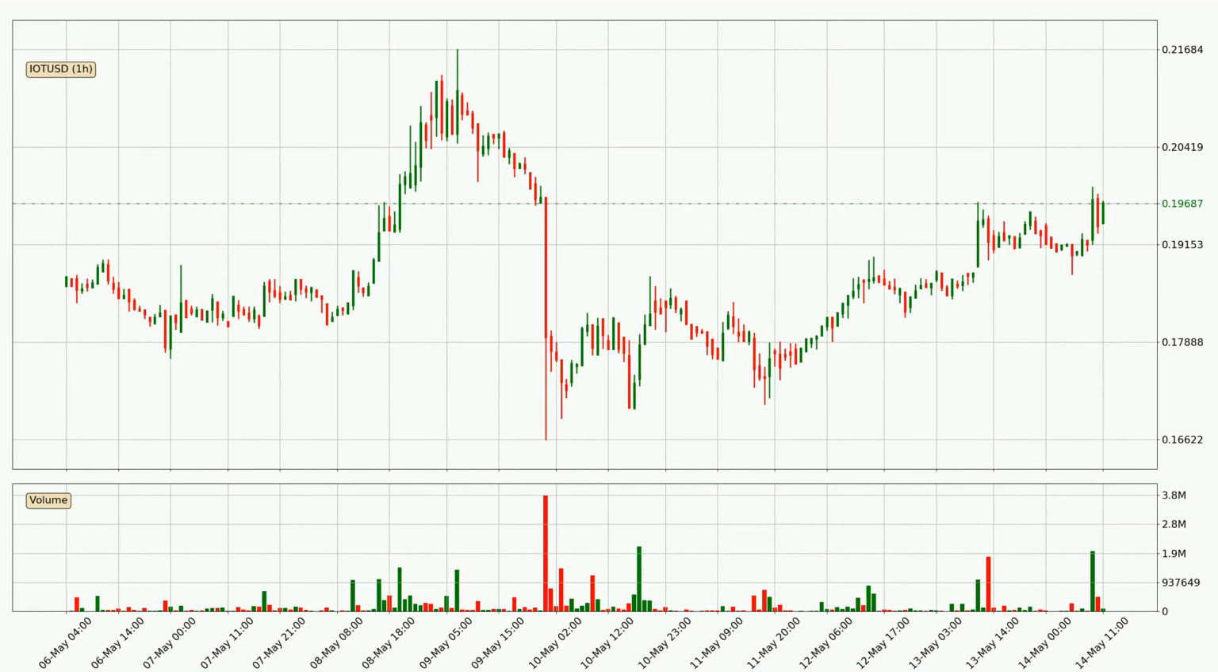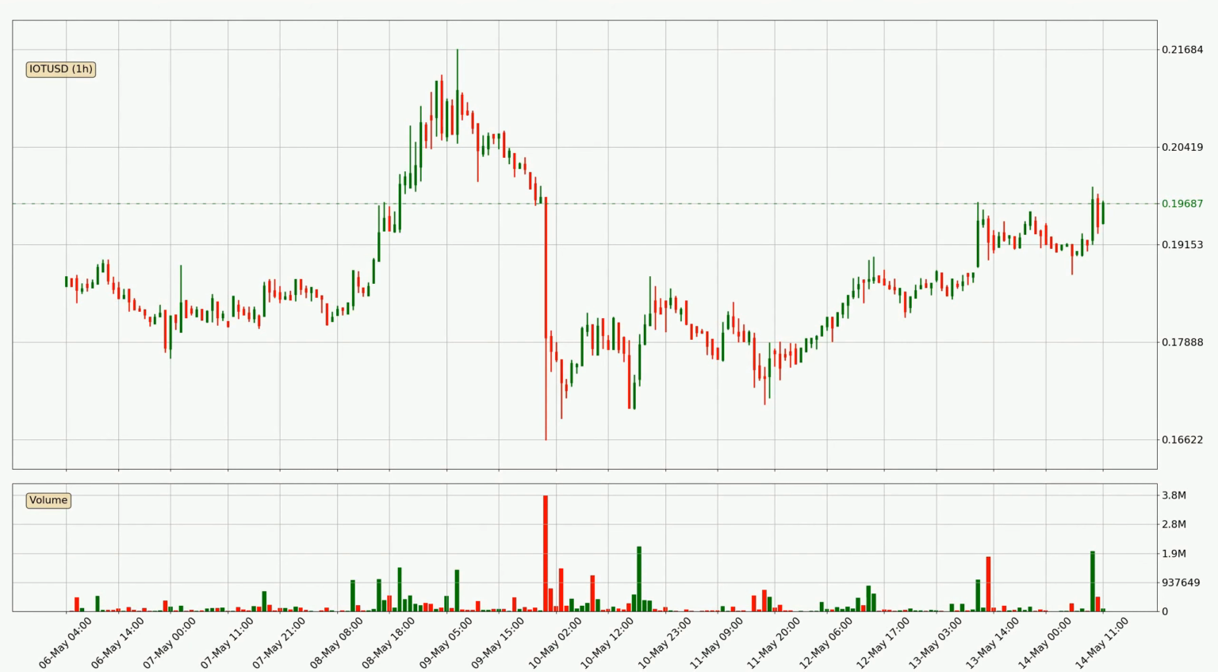In today's video you will find out how the price of IOTA has changed and what the technical indicators SMA, RSI, Divergence and Stochastic RSI are showing. If you are not familiar with the indicators, check out the explanation videos down below in the description.